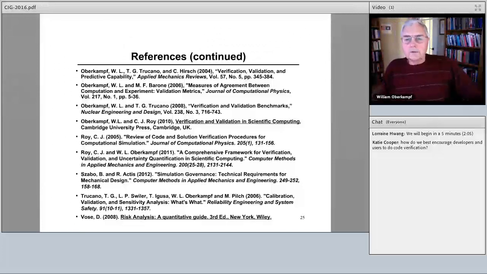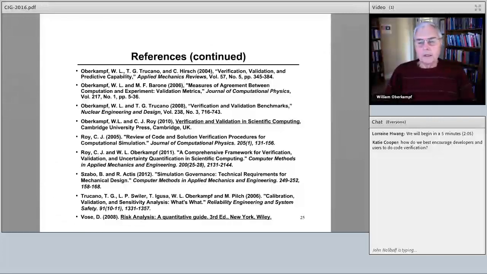So can I answer the first question from Katie Cooper? Yes. How do we best encourage developers and users to update or to do code verification? That's an excellent question. I wish we had some magic answers to it. We don't. Let me give you a couple of perspectives.